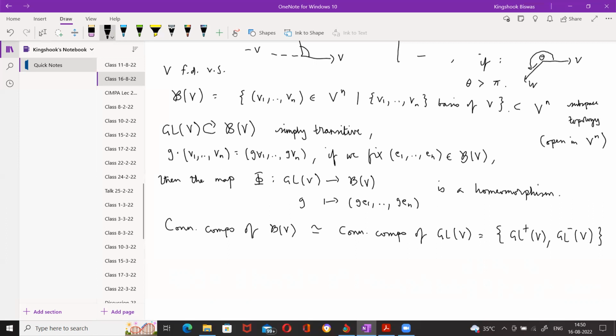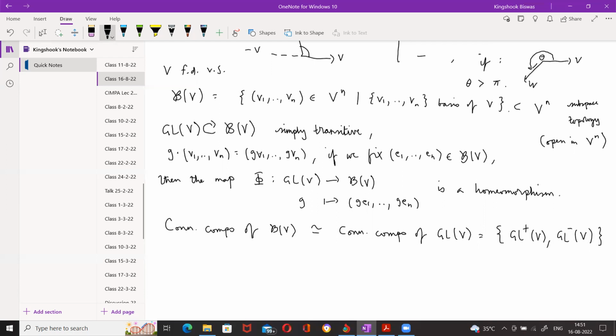All right. So an orientation on a vector space is going to correspond to a choice of one of these 2 connected components. An orientation on a finite dimensional vector space V is nothing but a choice of one of the 2 connected components of the set of ordered bases. So that's what an orientation will be.